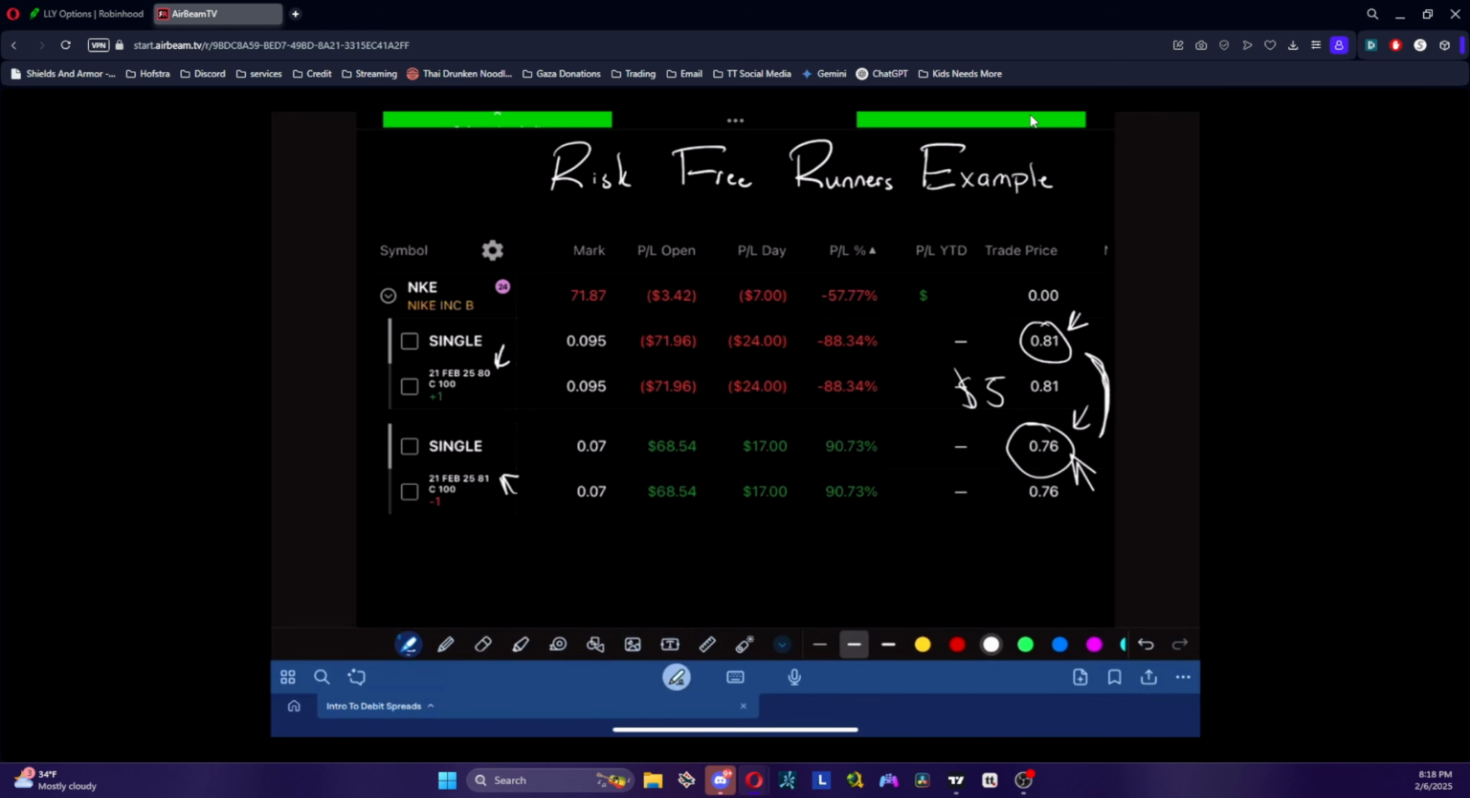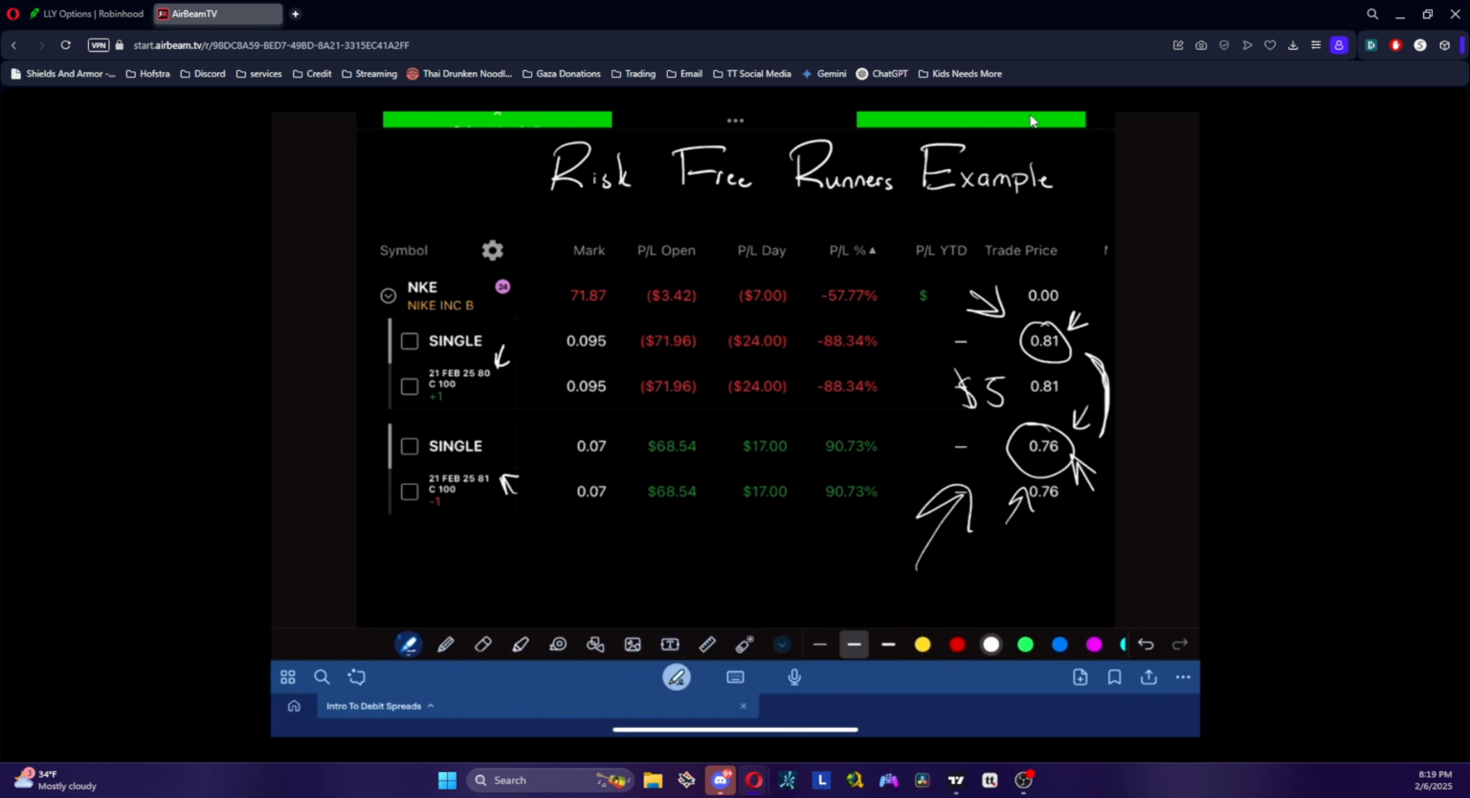So I'm basically making this almost a risk-free runner because I'm receiving back almost the entire cost of this 80 call that I bought. In fact, if I had waited a little bit longer to enter into this 81 call and make this a debit spread, I would have gotten this call at I think 85 cents. So I would have made this a risk-free runner plus more.